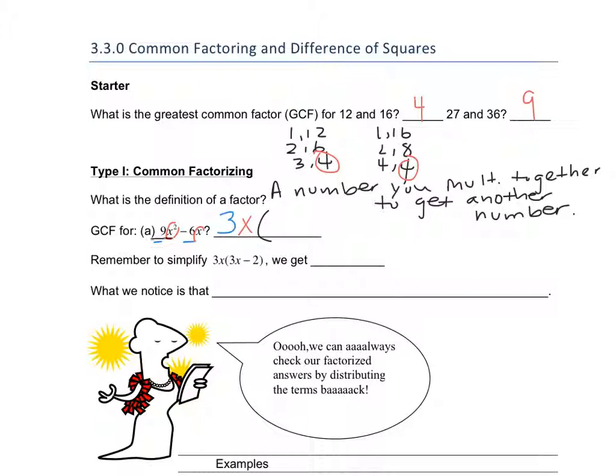That just means we're taking each term and we're dividing by 3x. So 9x squared divided by 3x ends up with 3x. And we have a subtraction symbol, and then 6x divided by 3x is just 2.